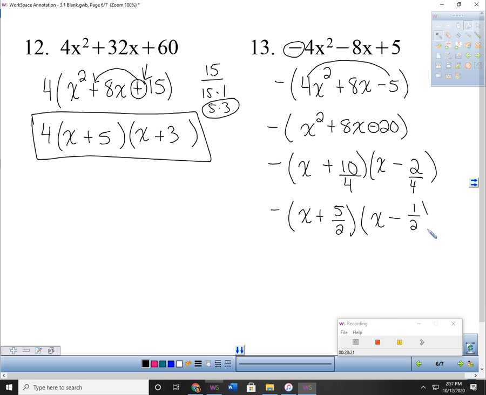So always reduce first. Now, since they didn't divide evenly, take the number on the bottom and move it in front of the x. So I have the negative outside, 2x plus 5. And then same thing over here. Take the 2 on the bottom and move it in front of the x. So I get 2x minus 1.